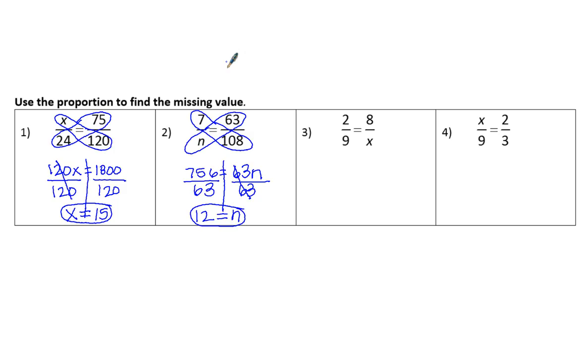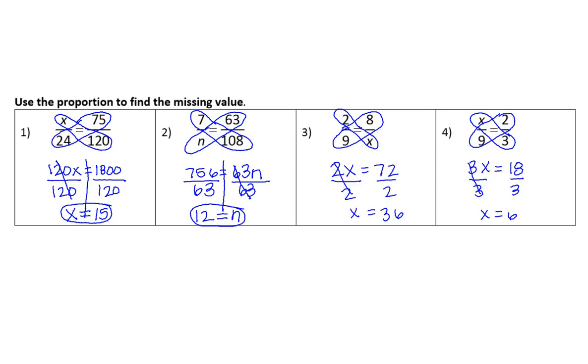So go ahead and pause the video and try number 3 and 4 on your own. Alright, so hopefully you've tried 3 and 4 on your own. Once you go ahead and cross multiply these, you should end up with the one-step equations 2x equals 72 in number 3, and then 3x equals 18 in number 4. And then once you go ahead and solve these, you're going to get x equals 36 over here in number 3, and then x equals 6 in number 4.